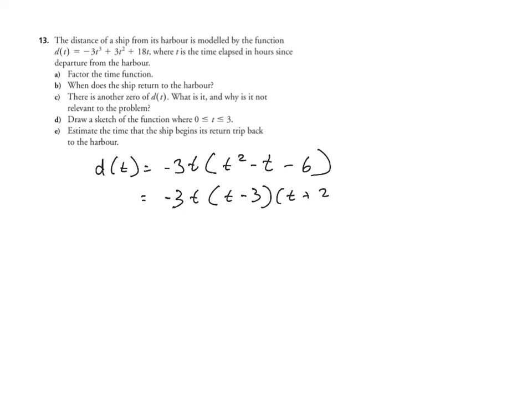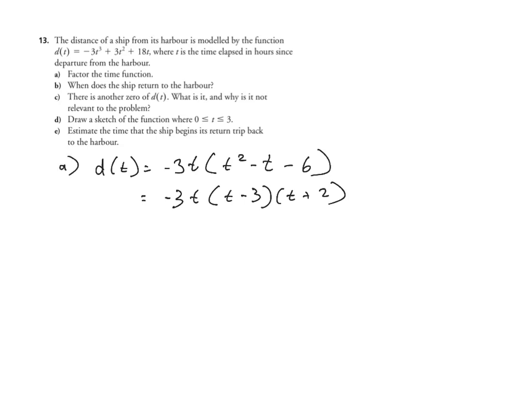All right, the distance of a ship from its harbor is modeled by the function where t is the time elapsed in hours since the departure. Factor the time function. All right, we're good at factoring. D of t equals negative 3t can come out of everything. So you got t squared minus t minus 6. Negative 3 and 2. So you got equals negative 3t times (t minus 3) times (t plus 2). All right, that's part A.